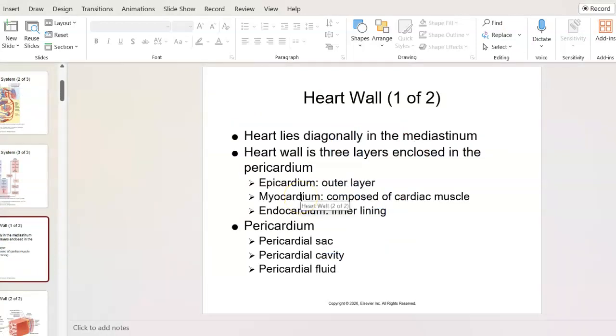Heart lies diagonally. We spoke about that. It has layers. It has the epicardium, the myocardium, and the endocardium. Epicardium is an outer layer on the outside. We're going to get much into that. Myocardium we are going to talk about. That is cardiac muscle. And cardiac muscle is one of the three types of muscles that we will talk about moving forward. And it's made up of Y-shaped cells.